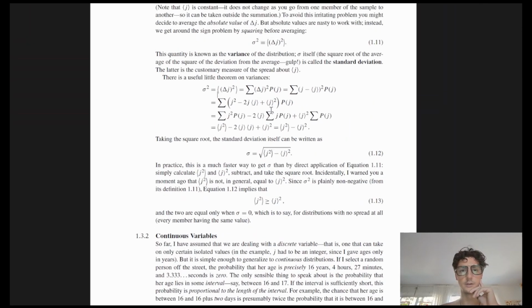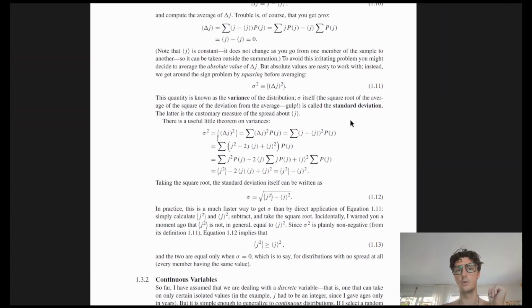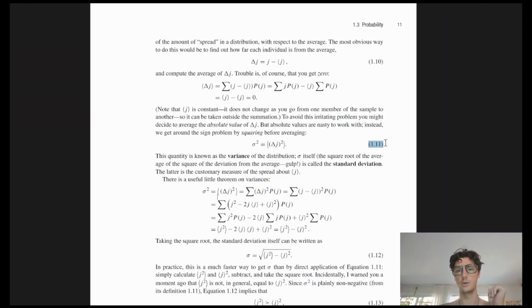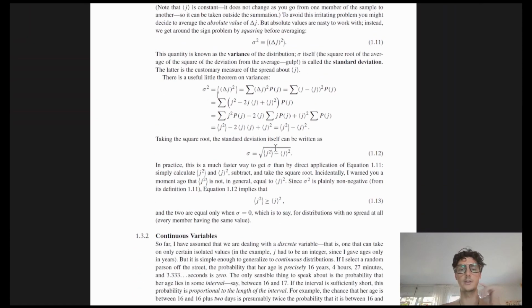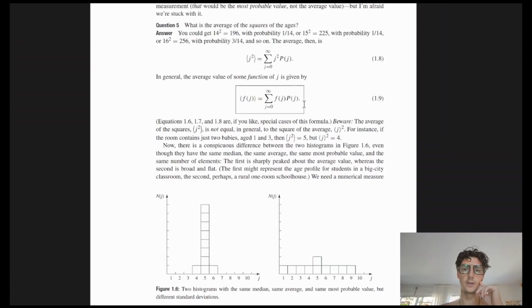I'm not going to say it because we're going to gulp every time. In practice, this is a much faster way to get sigma than by direct application of 1.11. I guess they found an easier way of calculating than doing the computation using the rule that we found over here.